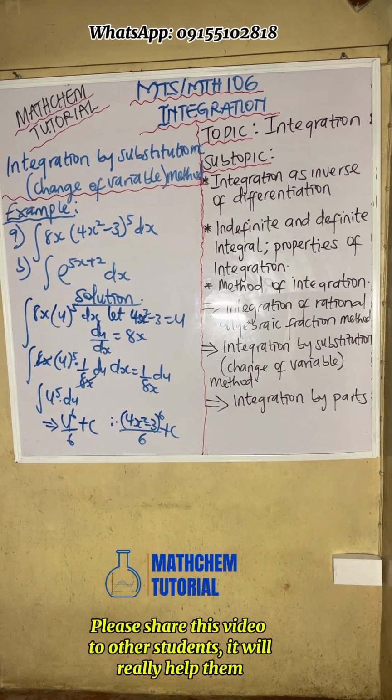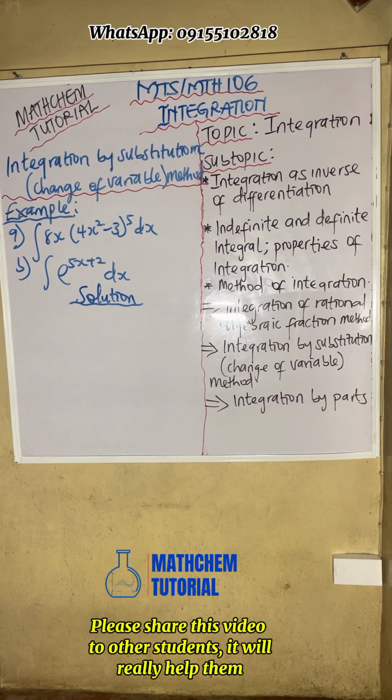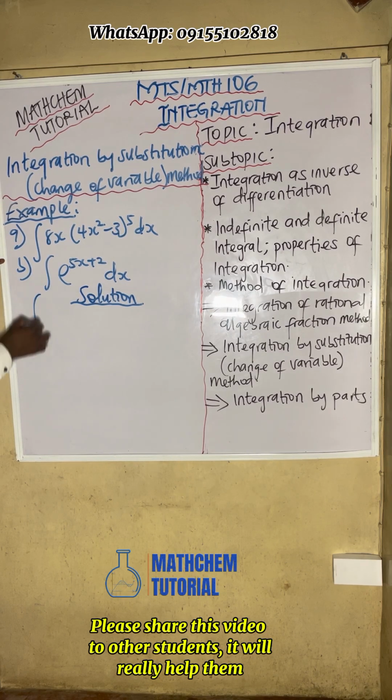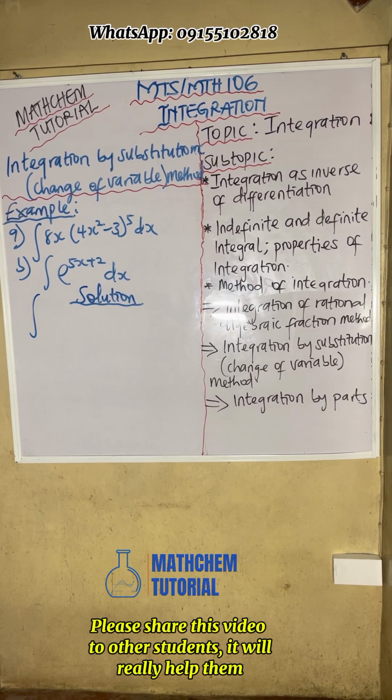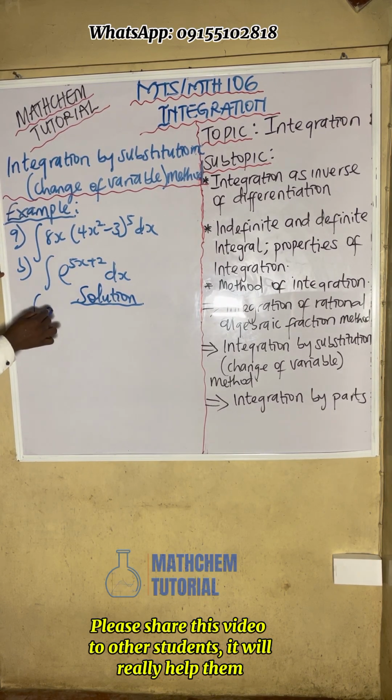Now let's move to B. Now let's solve B. This B has an exponential, but we're going to solve it. How are you going to resolve it? Use the same steps as in A. That will be the integral of the exponential. You let 5x plus 2 be represented as u.